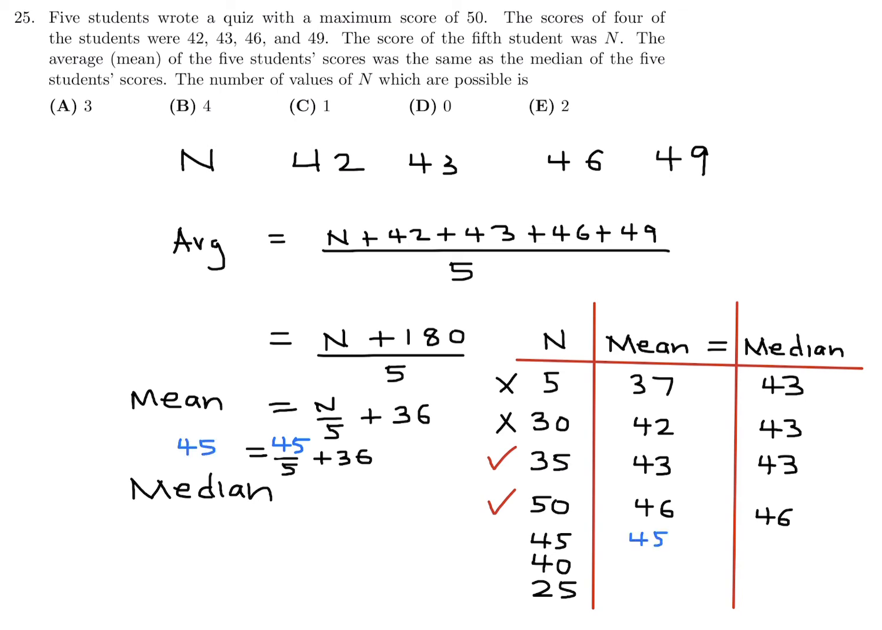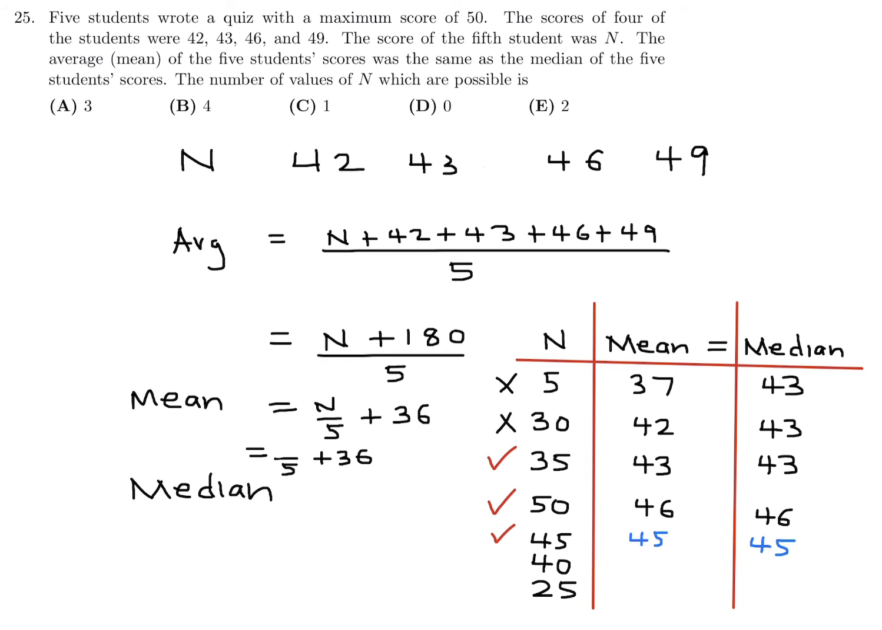And then what's the median if the value for n is 45? Well, the median is 45 also. Great. Look at that. See what I mean? By plugging in more values, you get another answer. I've got another value for n for which the mean is equal to the median. Let's keep going here. We'll probably only have to do a couple more, and we should be done with this question.